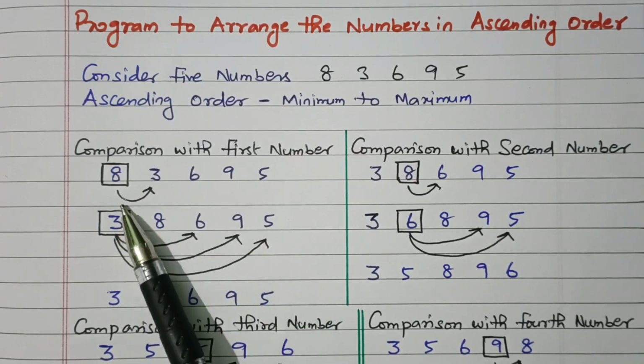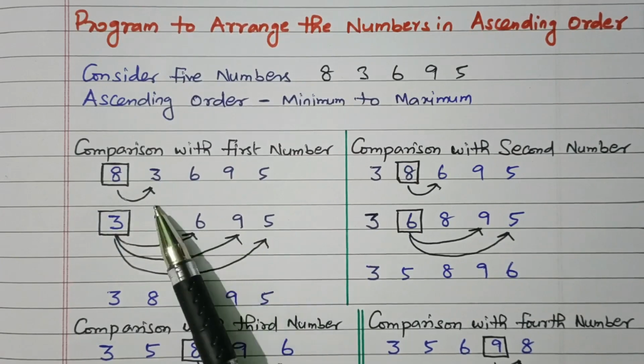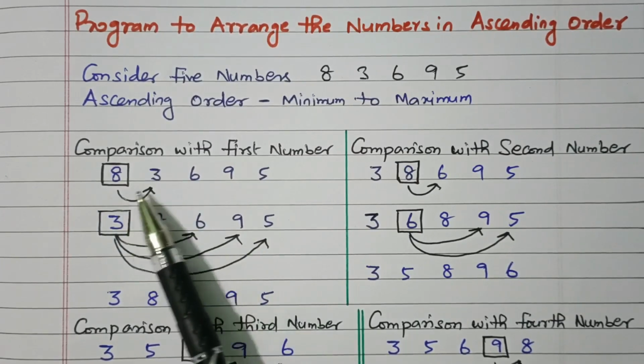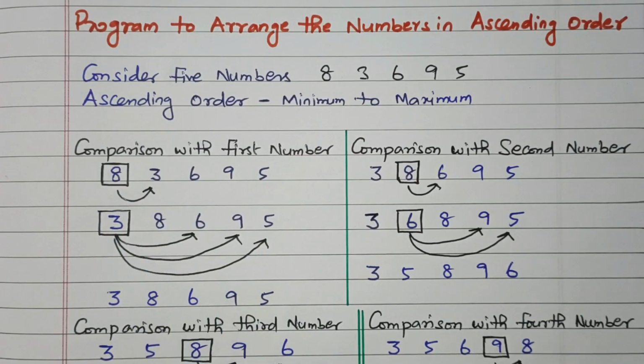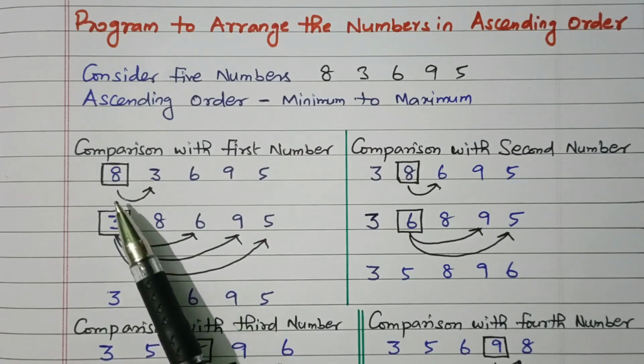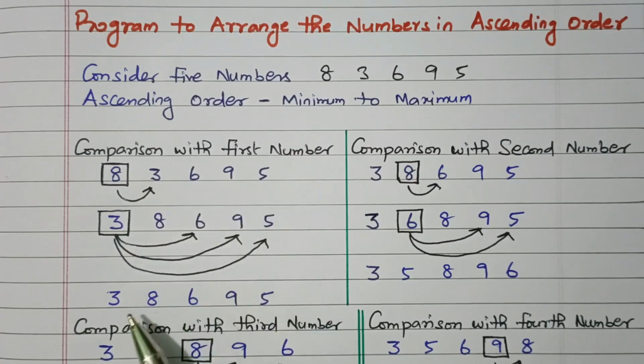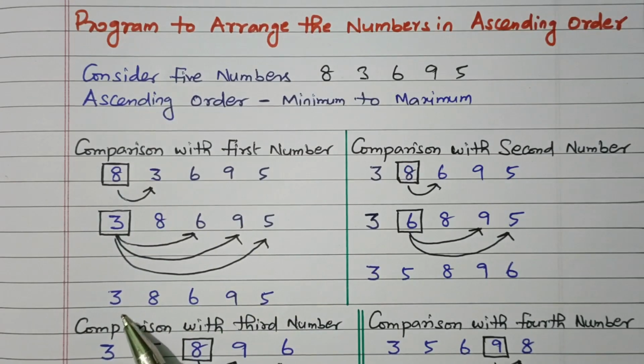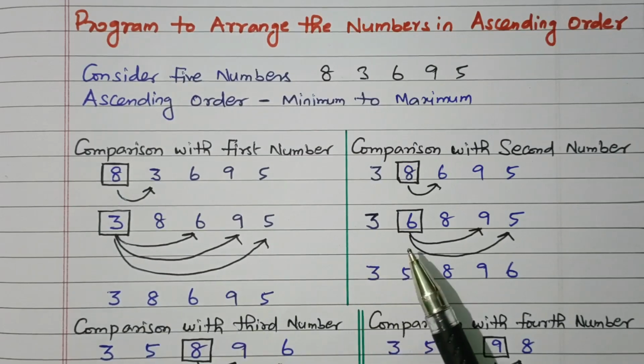Now the first number is compared with all other numbers. In the first case it was lesser, so it was exchanged. Now the numbers are in the order 3, 8, 6, 9, 5. Earlier it was 8, 3, 6, 9, 5. Now it is 3, 8, 6, 9, 5. See, the first number is arranged with the minimum value, right? What is the next step?